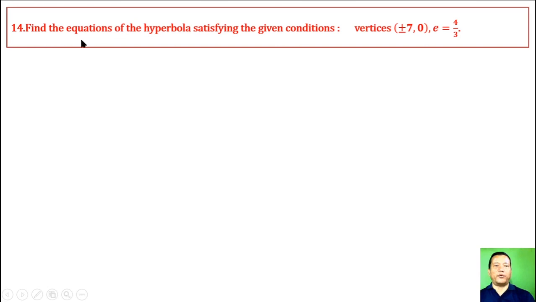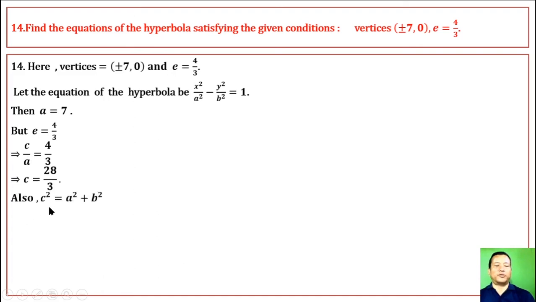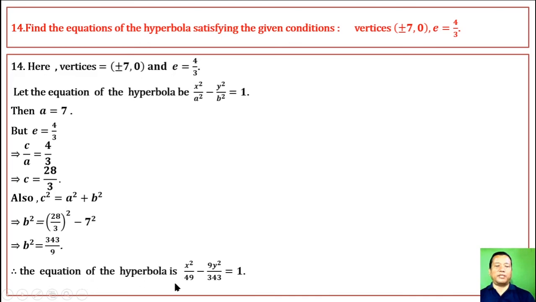Question number 14. Find the equation of the hyperbola satisfying the given conditions. Vertices plus minus 7, 0, eccentricity e is 4 by 3. Let the equation of the hyperbola be x squared by a squared minus y squared by b squared equal to 1 as the vertices lie on the x-axis. Then we get a equal to 7, but e equal to 4 by 3, but e is again equal to c by a. We get c equal to 28 by 3. Also, c square equal to a square plus b square, from which we get b square is equal to 343 by 9. Therefore, the equation of the hyperbola is x square by 49 minus 9y square by 343 equal to 1.